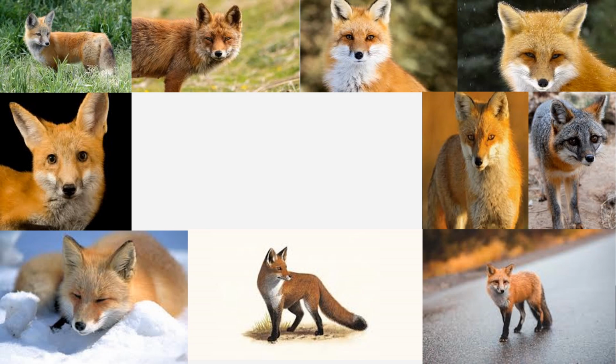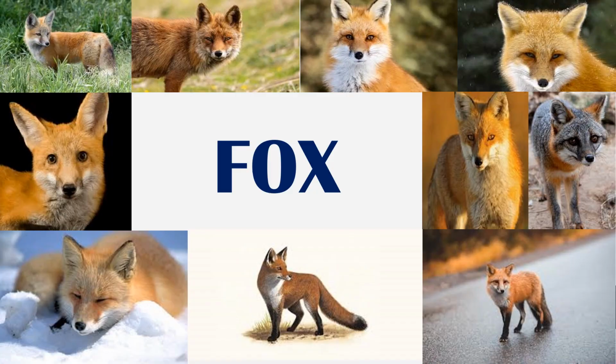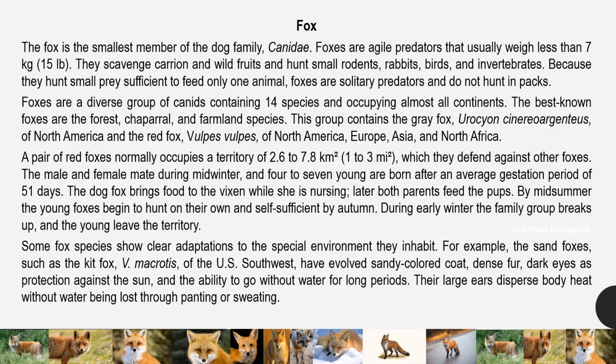After learning some vocabularies in part 1, now it's time for us to discuss the passage entitled Fox. This is the passage we are going to discuss, and in part 1, we have learned some new vocabularies.